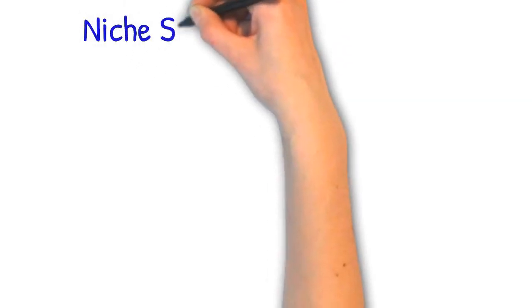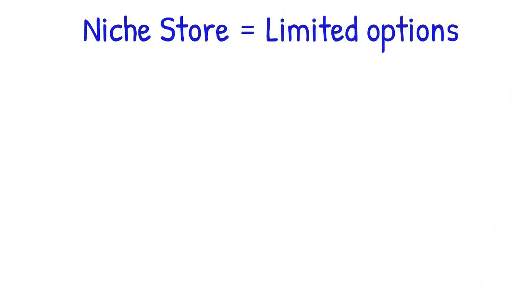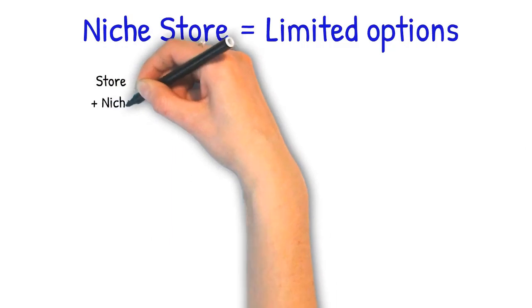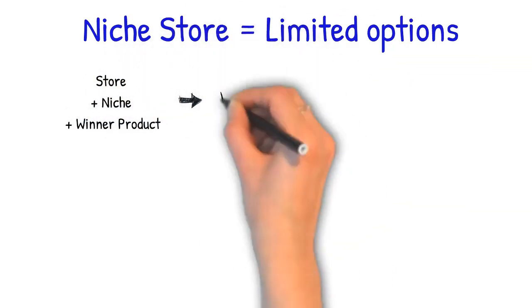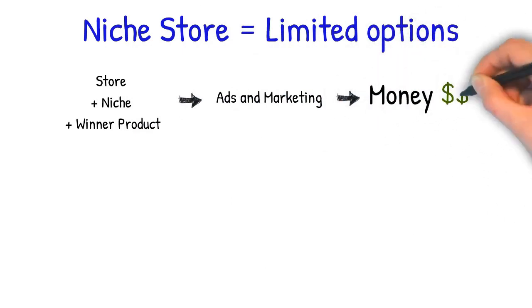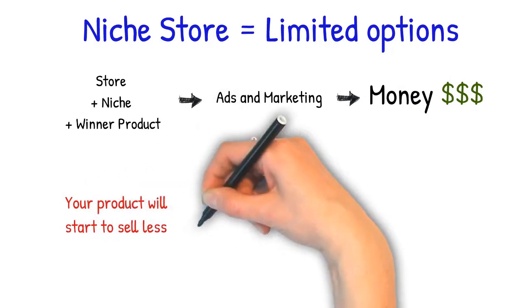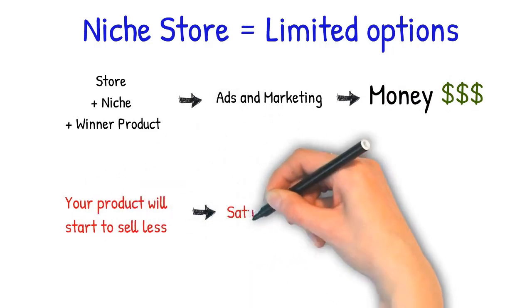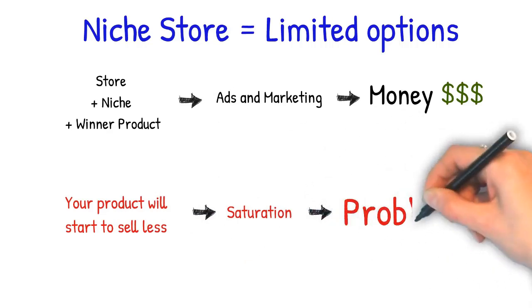When you work on a niche store, your product options become way more limited than when you work on a general store. This means that you might build an awesome store and find a super winning product. You will then create awesome ads around it. You will sell and you will make money. But suddenly, your product will start to sell less and less. It reaches saturation and your store starts to fall down.